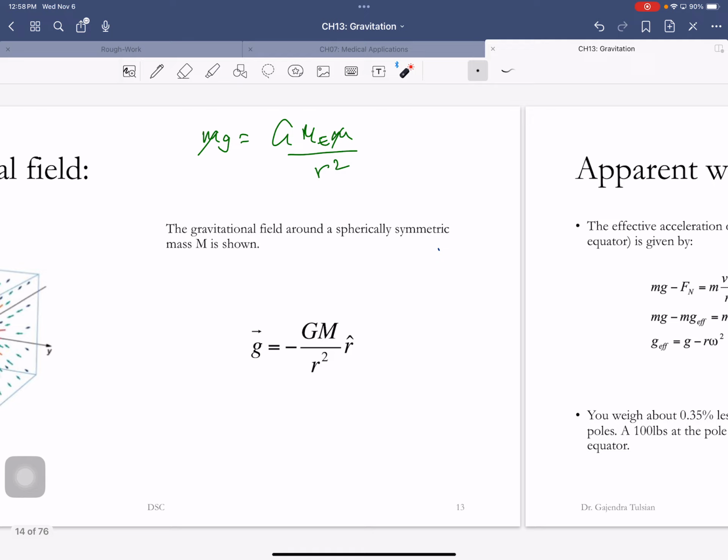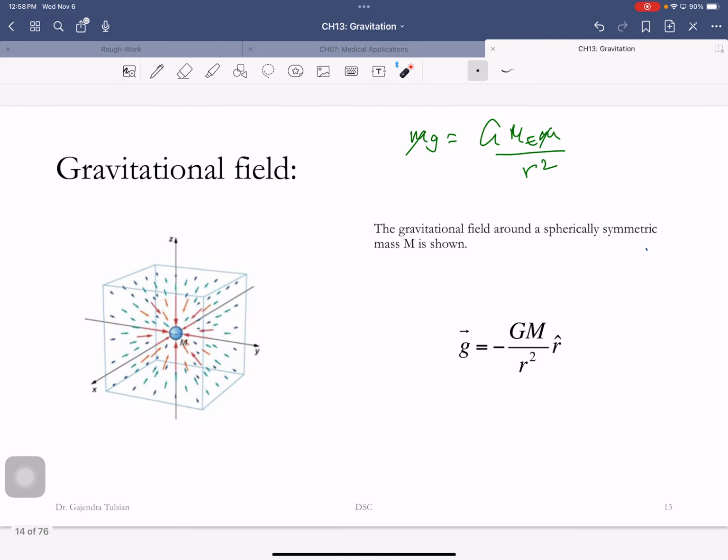So what this notation is, r hat is a unit vector pointing away from the center of the Earth, and the acceleration due to gravity is pointing in the opposite direction. There is the magnitude of the acceleration. R is the distance from the center of the Earth.